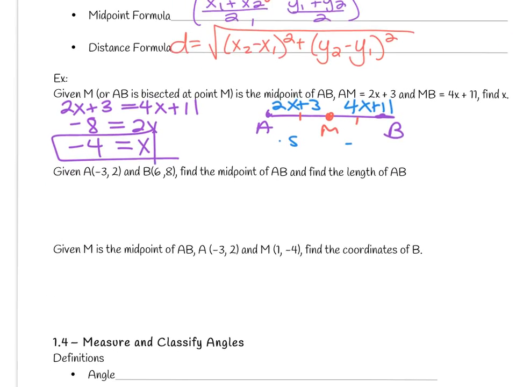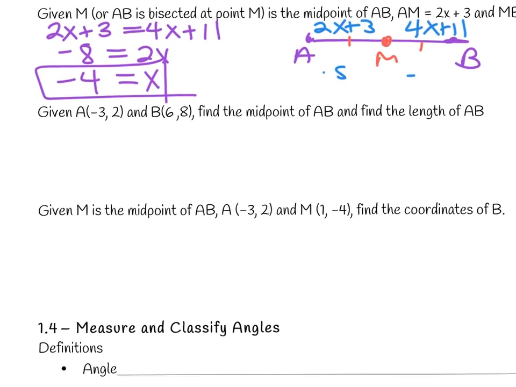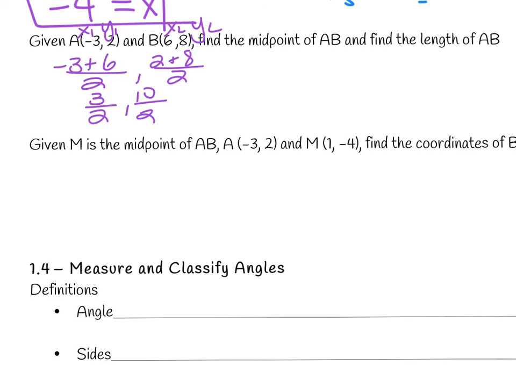Okay, given A is -3, 2, and B is 6, 8, find the midpoint and the length of AB. So for the midpoint, I'm going to say that this is x1, y1, x2, y2. Add the two x's, divide by 2, add the two y's, divide by 2. So I'd get 3 over 2 and 10 over 2, which becomes 3 over 2 and 5. And you can leave it as 3 over 2, or you can put that as 1 and 1/2.